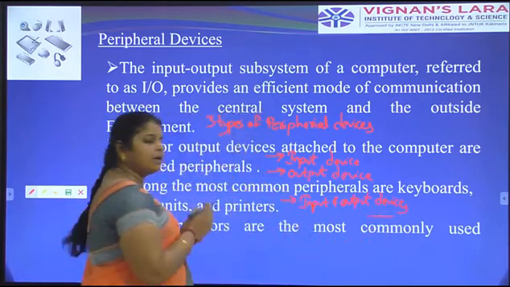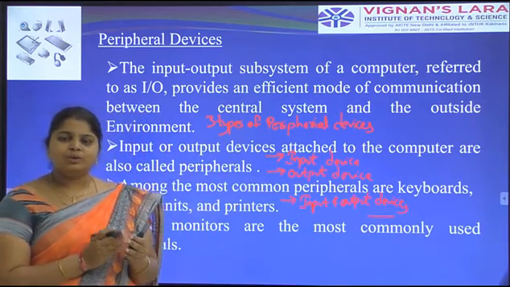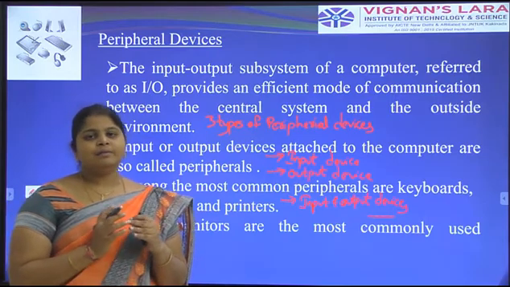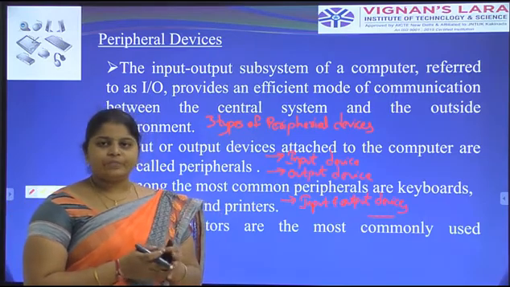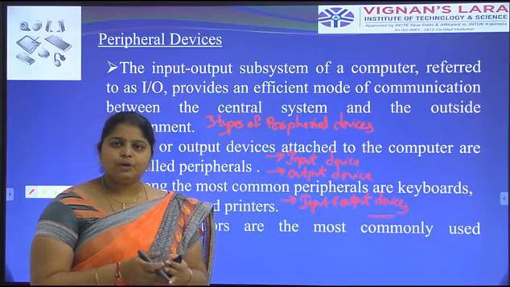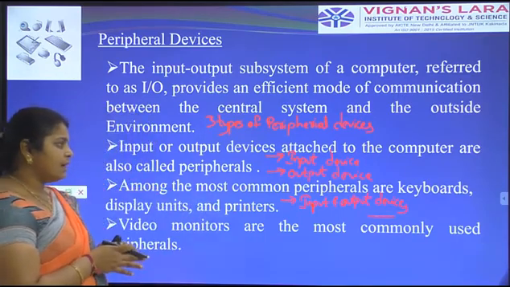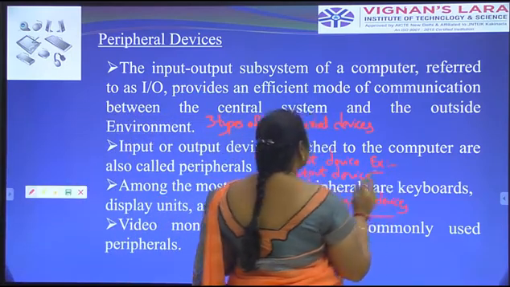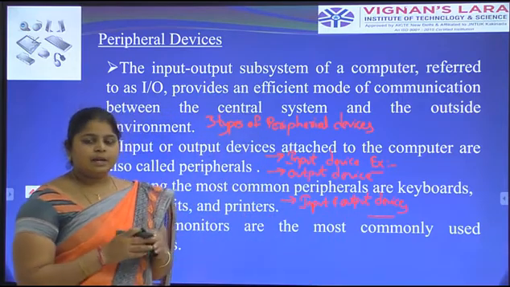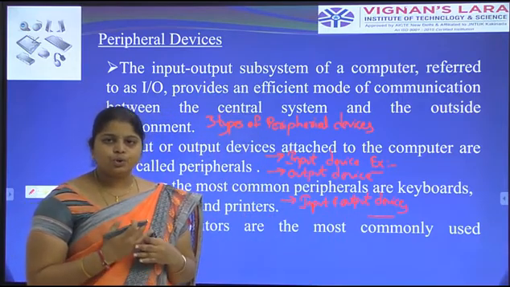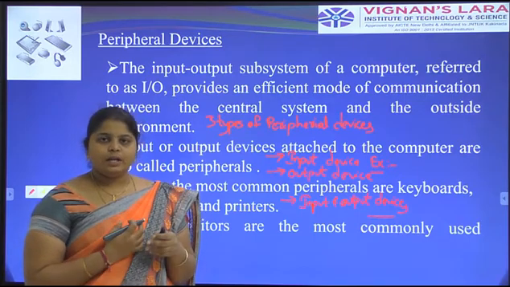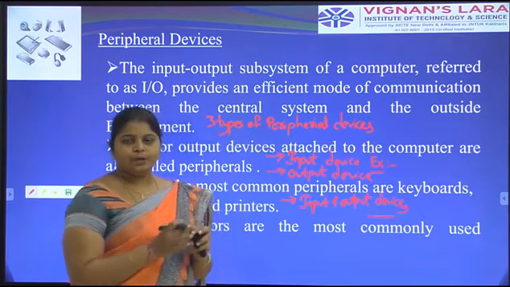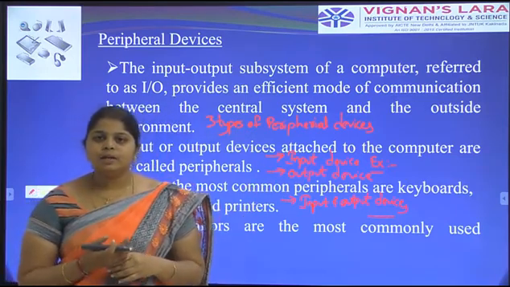What are peripheral devices? Peripheral devices are the external parts of the computer that we can touch and feel, connected to the computer. They consist of three types: input device, output device, and input and output device. First of all, what is an input device? Input devices are mainly used to give input to the computer.